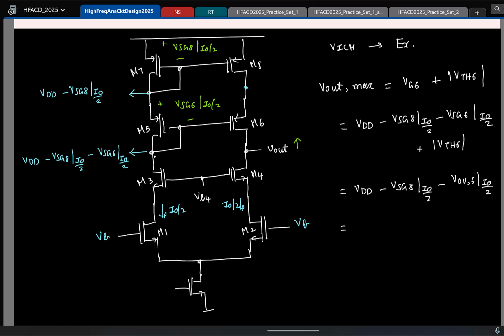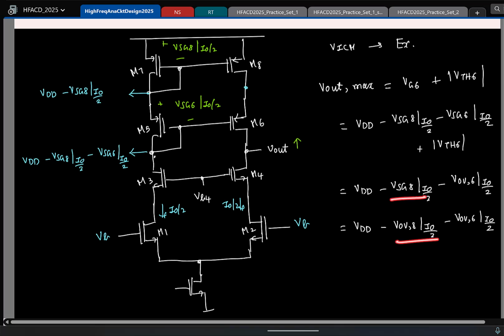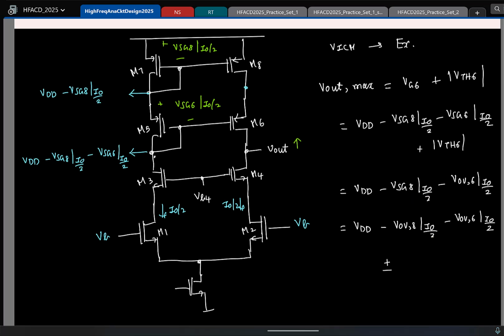So this in turn I can write it like this. This is overdrive of M8. I mean, if I write it like this, what should be the change I make? That is, I am replacing VSG as V overdrive 8. So what should be the term I add or subtract? Minus VTH. Okay, mod VTH 8 L3.